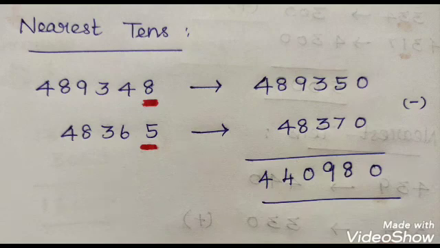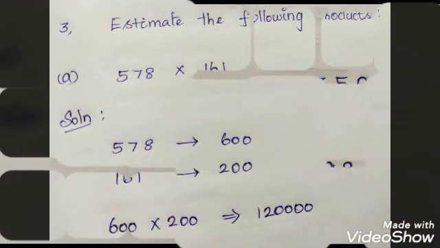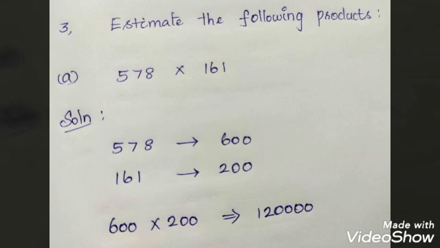The next 5. 5 is greater than 5 or less than 5? Equal to 5. Right? So the next digit to 5 is increased by 1. What is the next digit to 5? 6. So 6 increased by 1, 7. That is the thing we have written. 48,370. If we subtract, what will we get? 4,40,980 we will get. Is this clear? Right? Nearest hundreds means we have to see the tens place. Nearest tens means we should see the ones place.